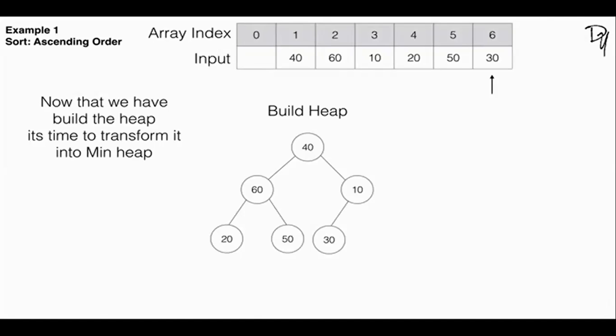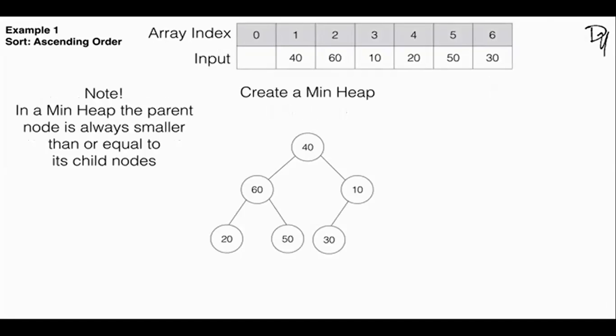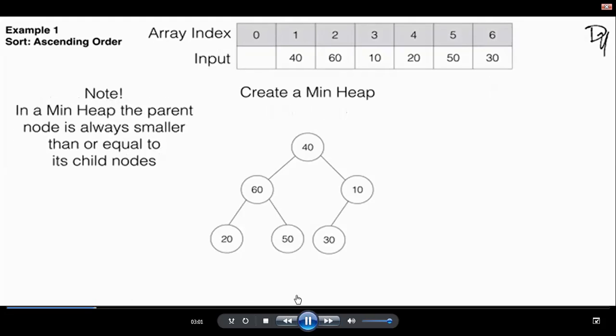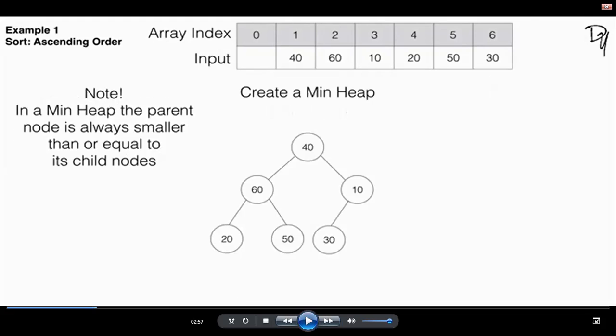heap, right? What properties do we have to follow? Complete binary tree property to create a heap. That's it. Now we will try to create a min heap. Okay, so what is the property of min heap? As I told, the parent node should always be smaller than or equal to its child nodes. Right? That is the property. So we have to keep that property in mind while constructing min heap.